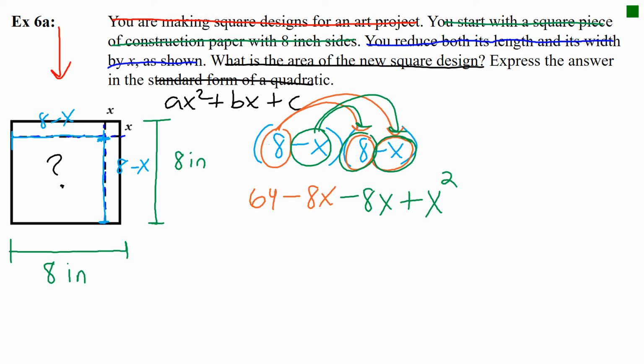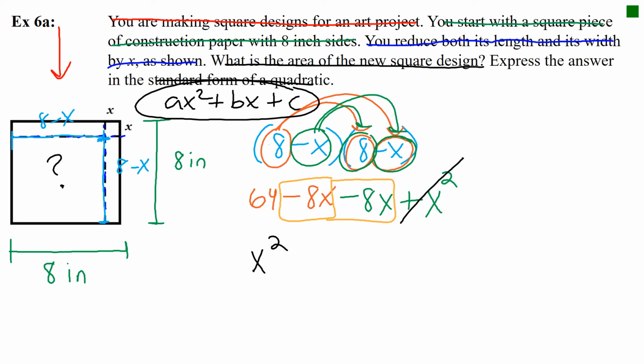Okay. Combining like terms, the only thing we can combine are the minus 8x because they have the same variable and the same exponent. Keeping in mind too that we want to rewrite it in standard form. So variables first, highest exponent, x squared, minus 8x minus 8x will give me minus 16x. Finally the constant, which was a positive 64.